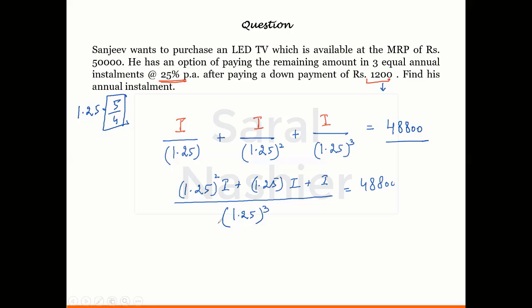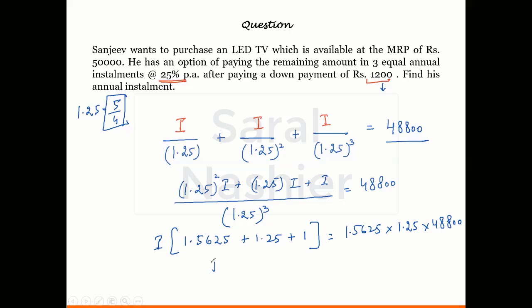Okay, so let's add them now. I would be common from the numerators. Inside you have 1.25 square. What is the square of 1.25? It was 1.5625, plus 1.25 plus 1. This is equal to 1.25 cube. So here the problem occurs. Therefore, I said that we should be taking 5 by 4. That will make our job easy. So if I write 1.25 cube here, what will be 1.25 cube? It will be 1.5625 into 1.25. Let's keep it like this, into 48800.